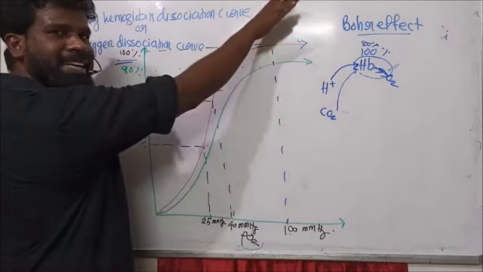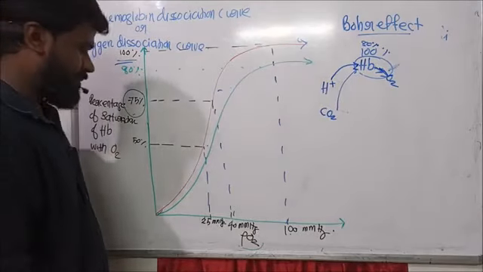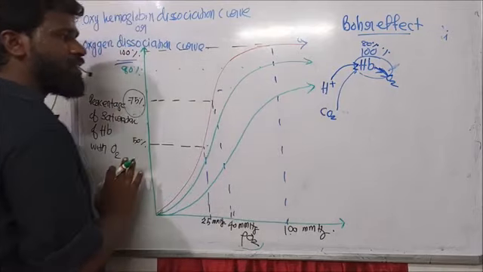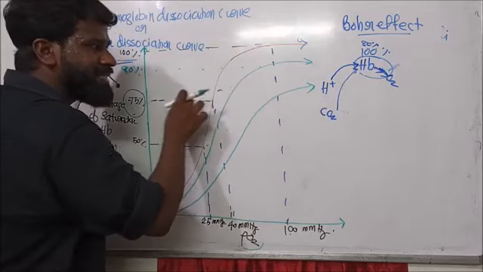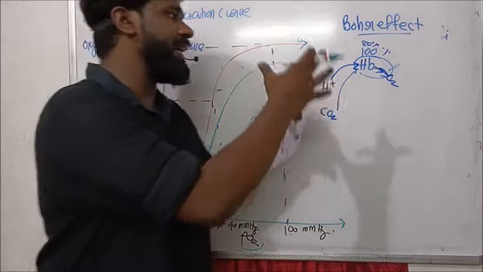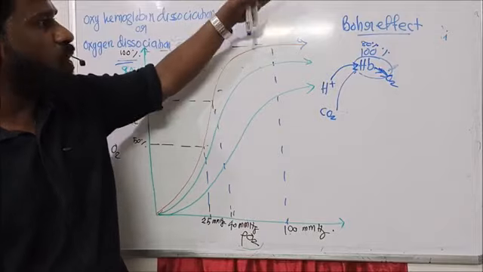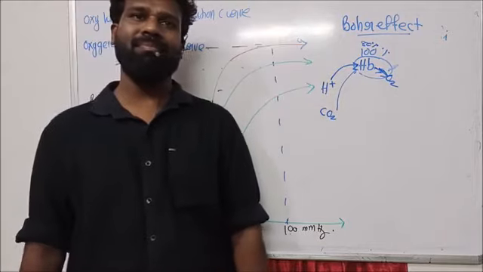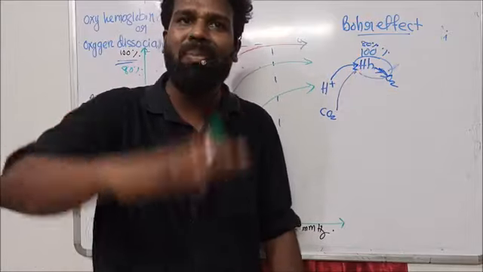That means this oxyhemoglobin dissociation curve is shifted to the right. Again, when H plus or carbon dioxide increases, this oxyhemoglobin dissociation curve is again shifted to the right. That means the percentage of saturation decreases. So, when the H plus or carbon dioxide concentration increases, this oxyhemoglobin dissociation curve is shifted to the right. That means the oxygen carrying capacity of hemoglobin decreases.